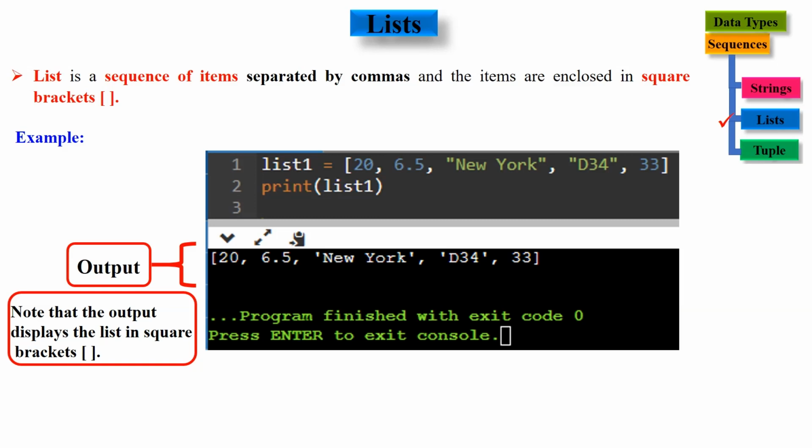The print function is used to display the value of the variable list1 on the console. In this case, it will print the entire list, 20, 6.5, New York, D34, 33 as output.